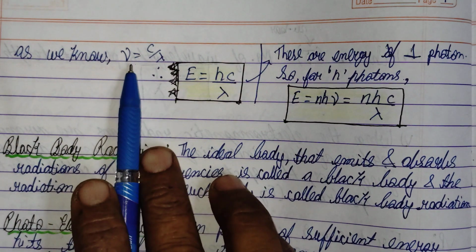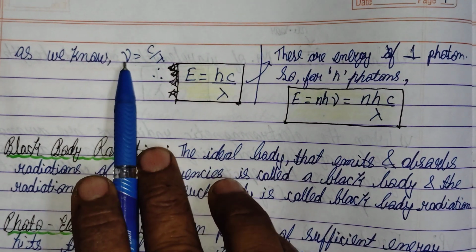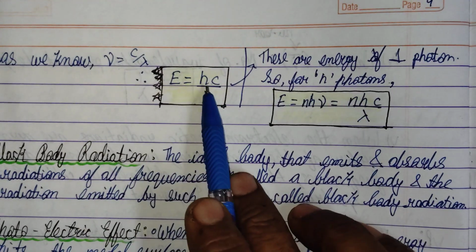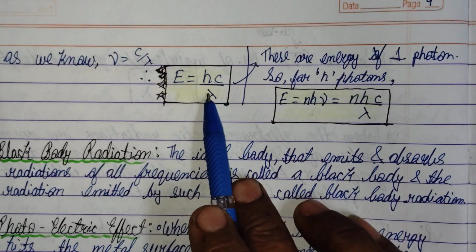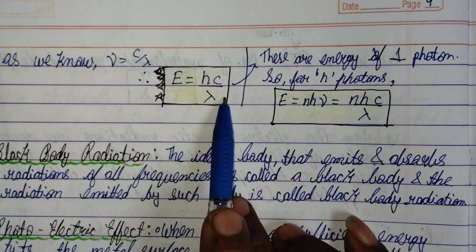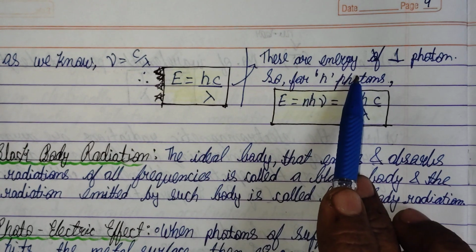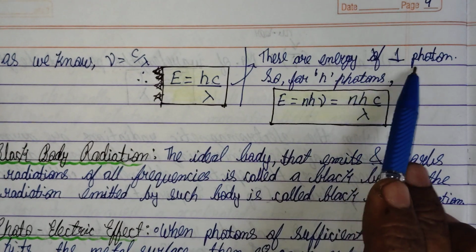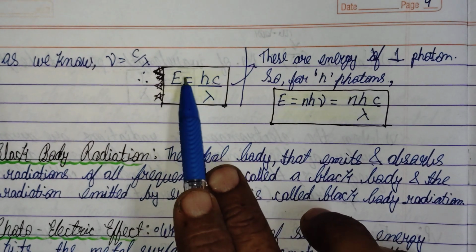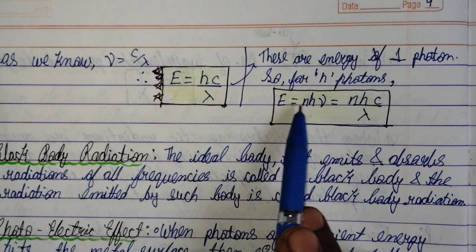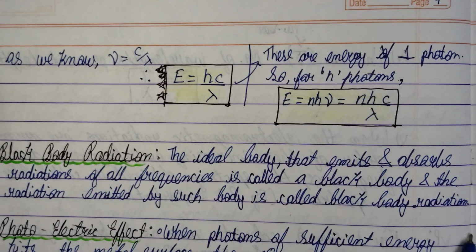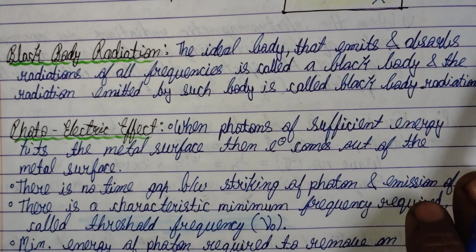As we know, nu equal to c by lambda. Nu means frequency equal to speed of light upon wavelength. So E equal to hc upon lambda because E equal to h nu. So we replace nu with c upon lambda. So that is the energy of 1 photon. So for n photons we multiply by n. So total energy equal to n h nu or nhc upon lambda. This is total n photons energy.